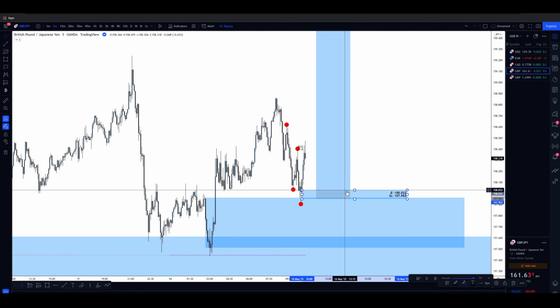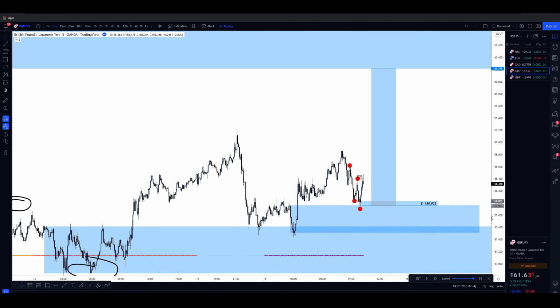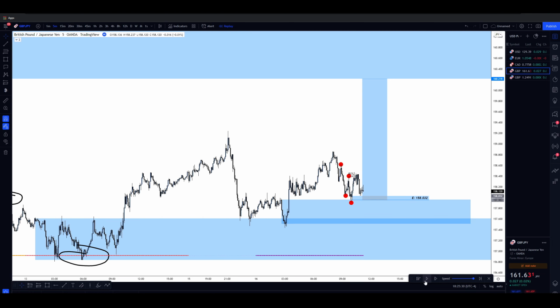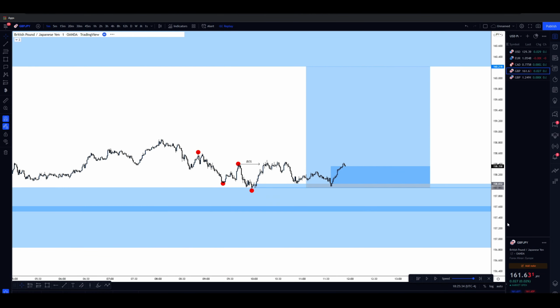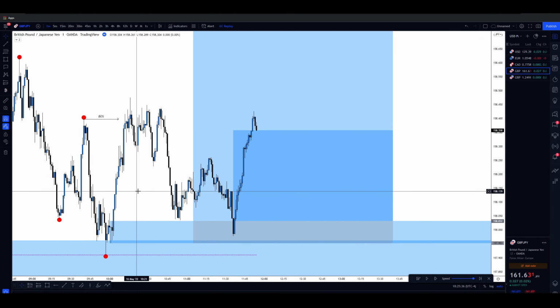Now look at that RR. That's a 27-to-1 on a Monday. So let's play this out. So you get triggered in. This wick gets triggered in. I want to quickly go down to the 1 minute and take a look at something.